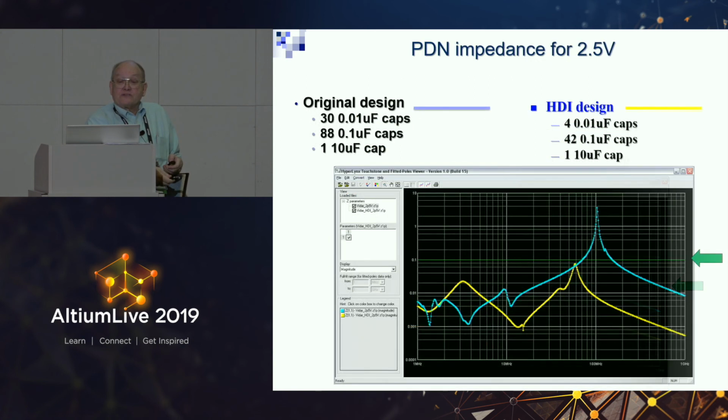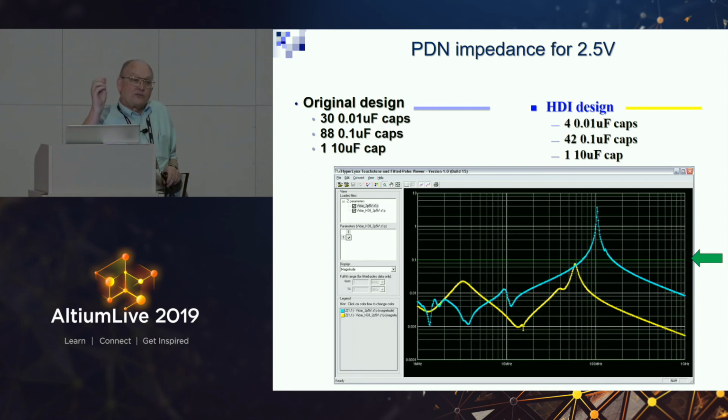The same thing was true for the 2.5 volt. The original design is in blue. The finished design is in yellow. And we had to take away 28 0.01s. We had to take away 40 0.1s and still had the 110 microfarad. So the good news is distributed capacitance is really great, but it also means that you can take away 80% of the decoupling caps. You can throw them away. You don't have to buy them, design them in.